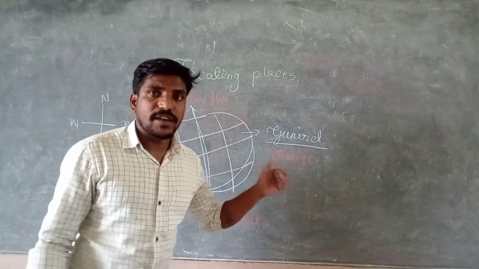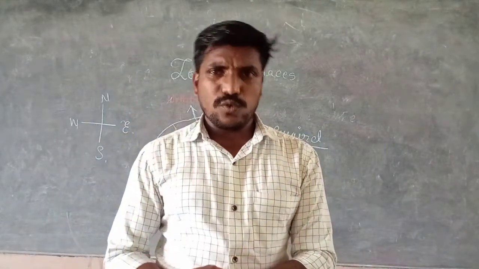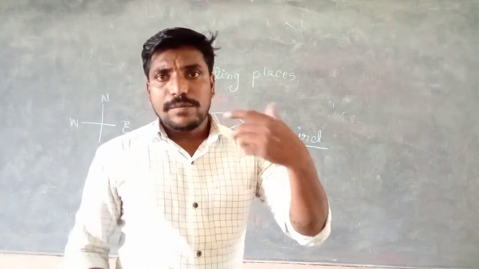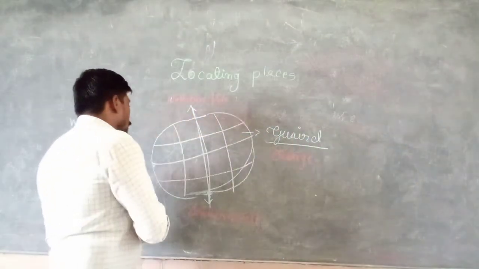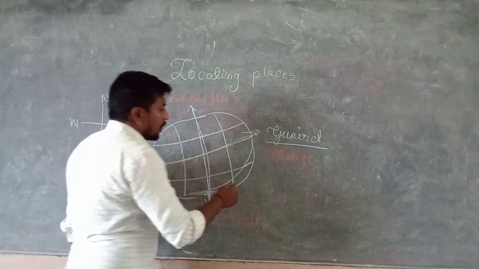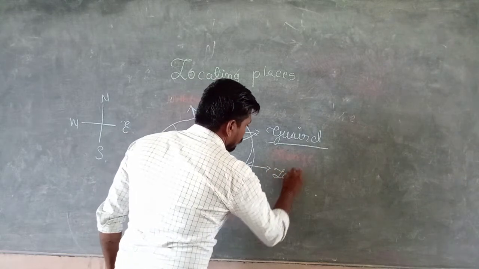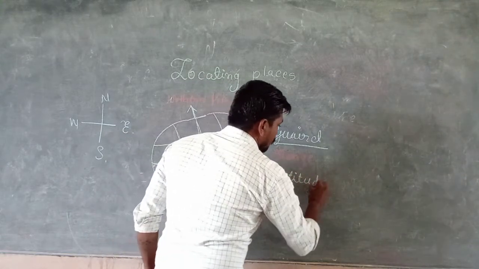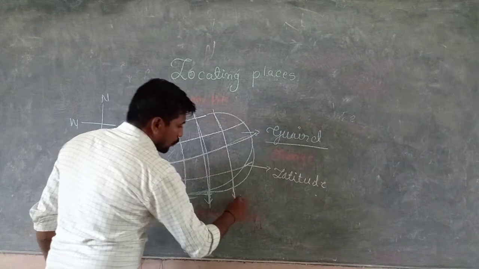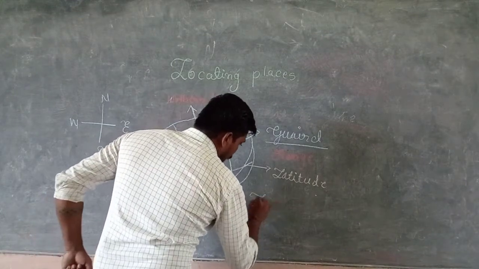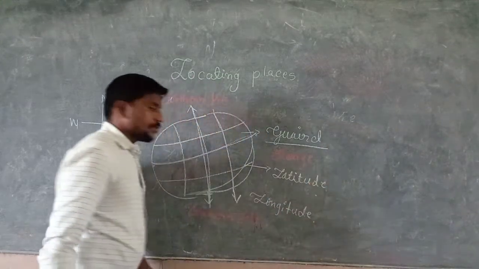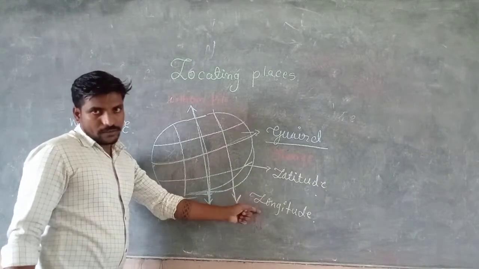So these are the imaginary lines. Then what about it? We can say only the imaginary lines. So it has a particular meaning: the horizontal lines are called latitudes, right? Next, the vertical lines, whatever we are observing, are called longitudes, right? Latitude and longitude, is it not?